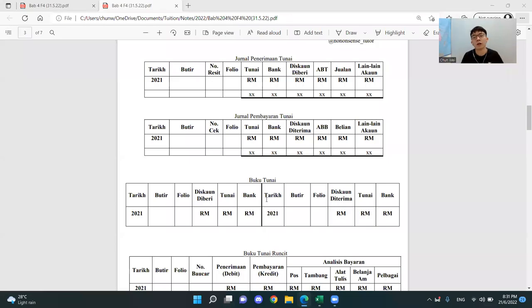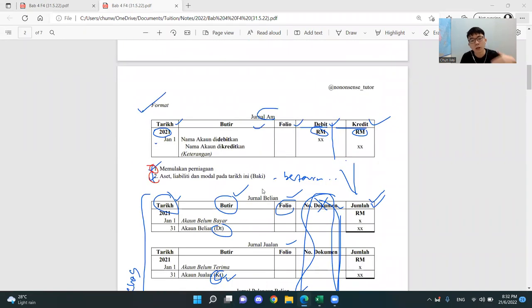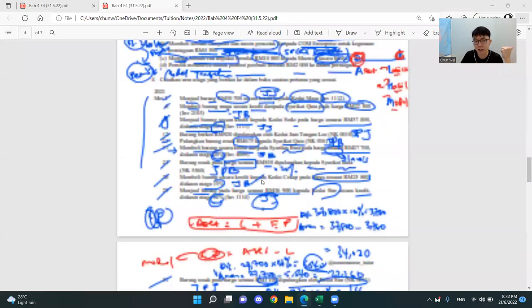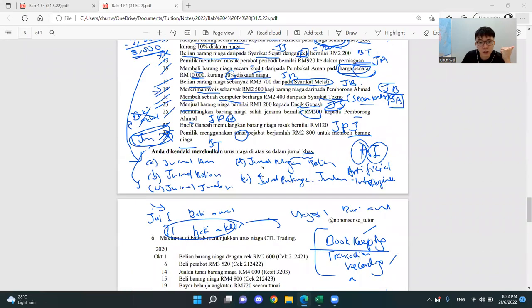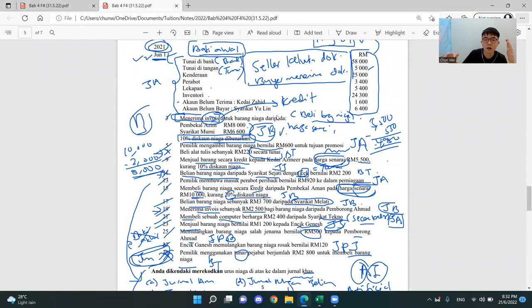Okay, so from the previous classes, we have done the journal am and journal has, and some more. In the last class, I spent 1.5 hours to explain question 5, isn't it? From this question 5, I taught you step by step how to do the journal, how to record into the journal, which one is for the journal jualan, journal belian, journal pulangan jualan, pulangan belian. Okay, so that's it for the journal part.